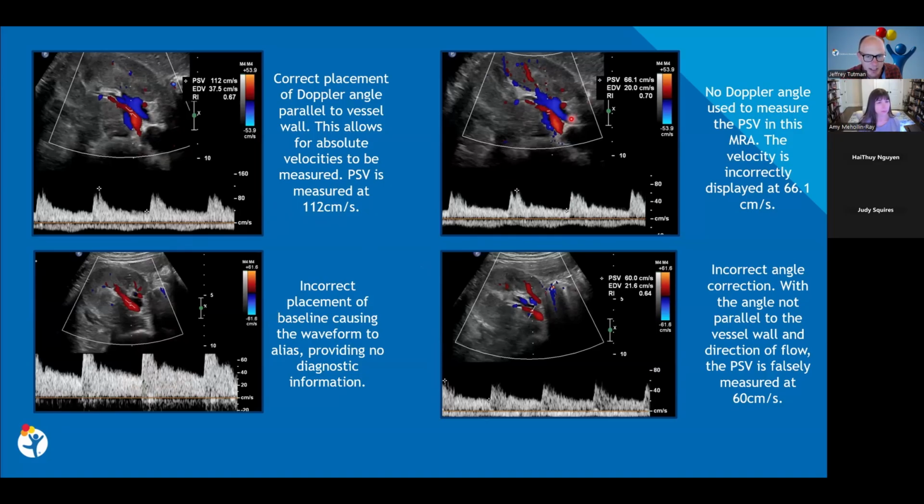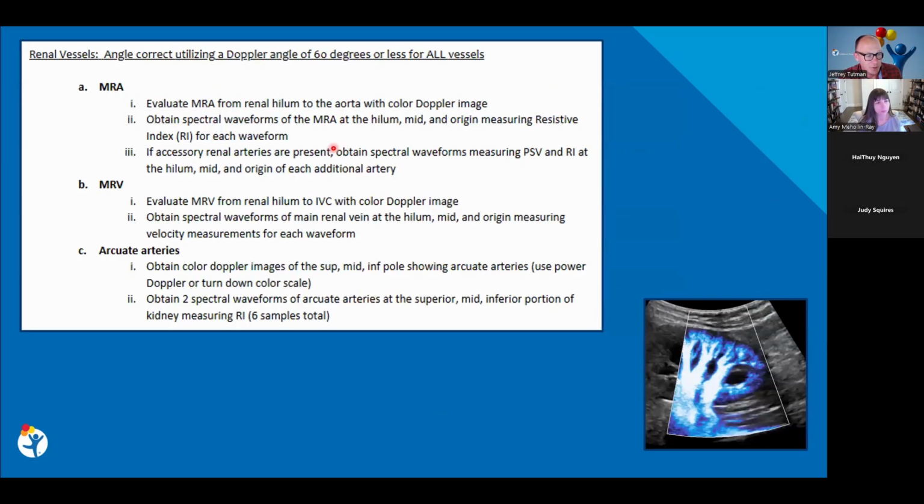This example is when we're not angle correcting. This is, as I mentioned, the same exact patient, the same point in time. So we can see that the peak systolic velocity is about half of what it is. So it's about 66 in this patient as compared to, we know the real velocity is around 112. Then this is when we set the angle incorrectly. So this is when it's more perpendicular to the vessel rather than parallel. And again, you can see how dramatically that changes the velocities that we're getting, about half of what it really should be.